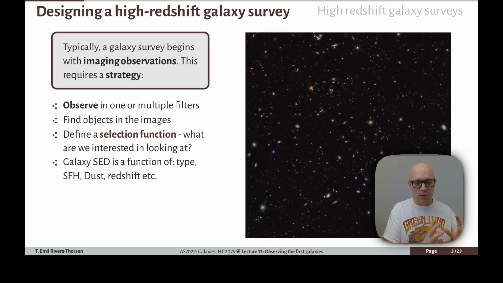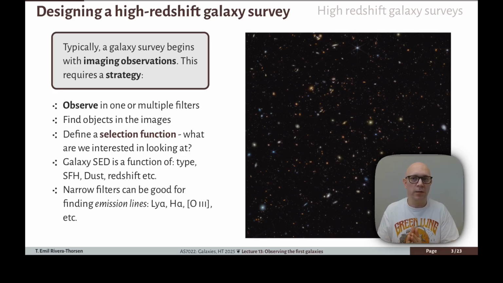But at its core, the SED is quite simple, right? It's basically just a table of numbers. You have the central wavelength and the limits of the filter. You have the magnitude in that filter, and that's it. And from there, we work on and try to model the galaxies and figure out what their redshift is and what their other properties are. And we'll go a little bit more in depth into how that is during this lecture.